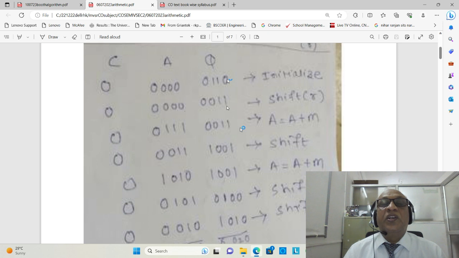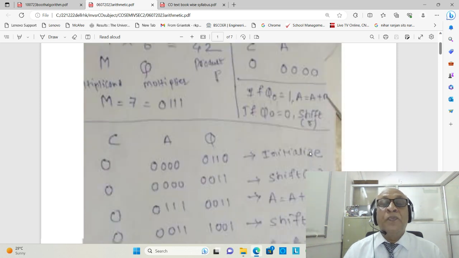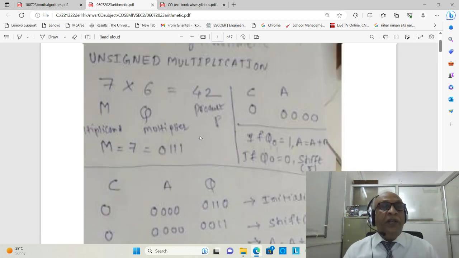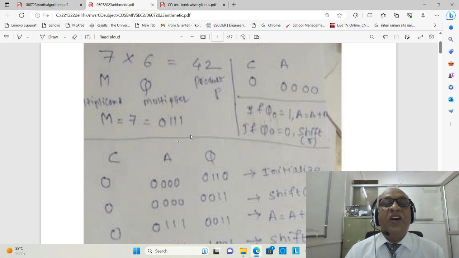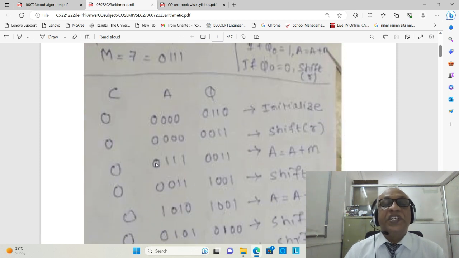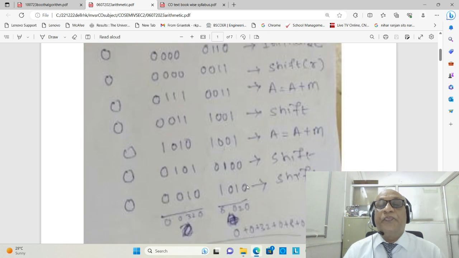Now let us look at the Q0th bit, which is 1. If the Q0th bit is 1, then we'll be performing A is equal to A plus M. Here the value of M is 7, and the binary equivalent of 7 is 0, 1, 1, 1. So we have performed A is equal to A plus M. Then again we are shifting to the right. This becomes the second step. So once we shift it to right, the new number is 0, 0, 1, 1, 1, 0, 0, 1.